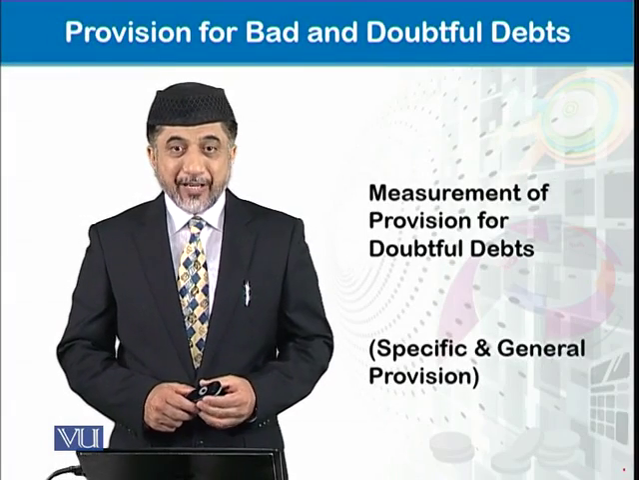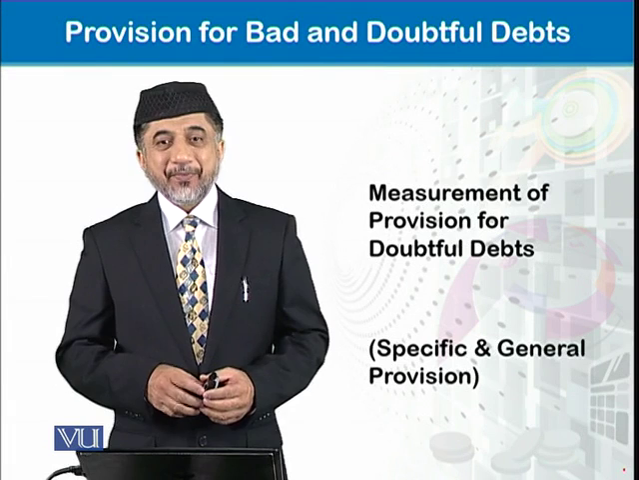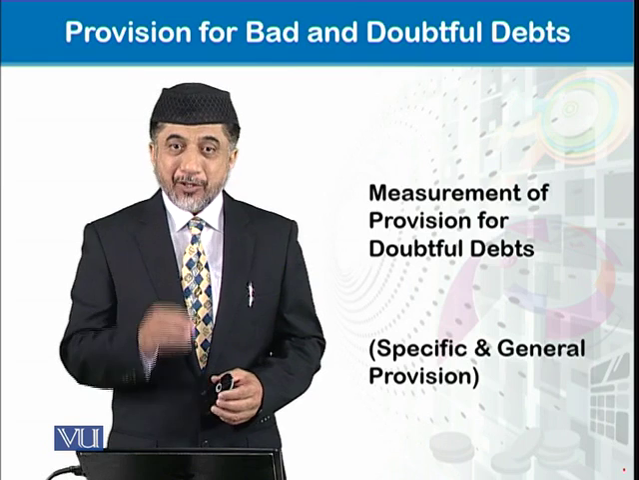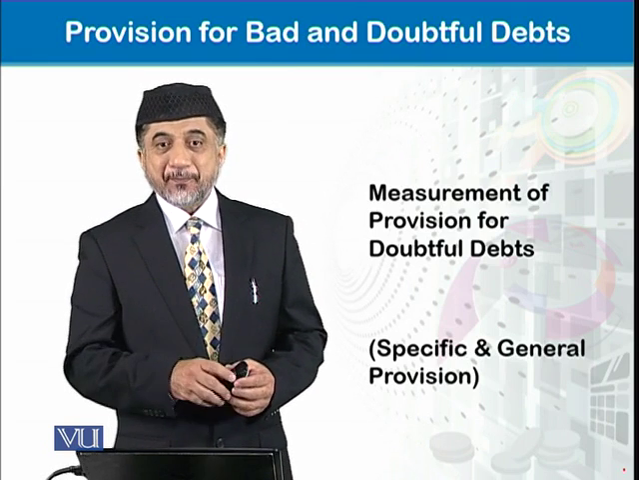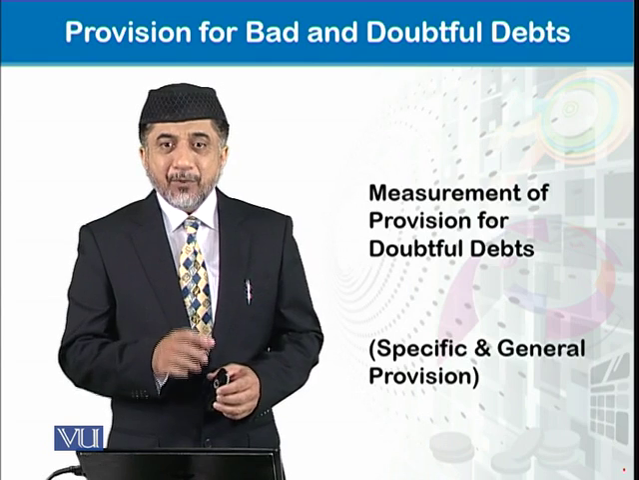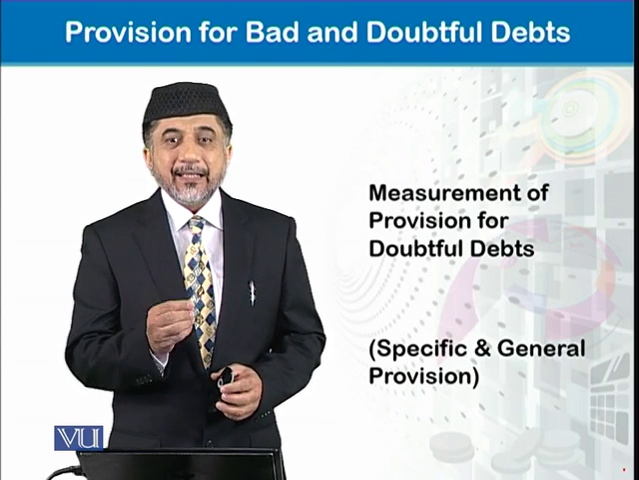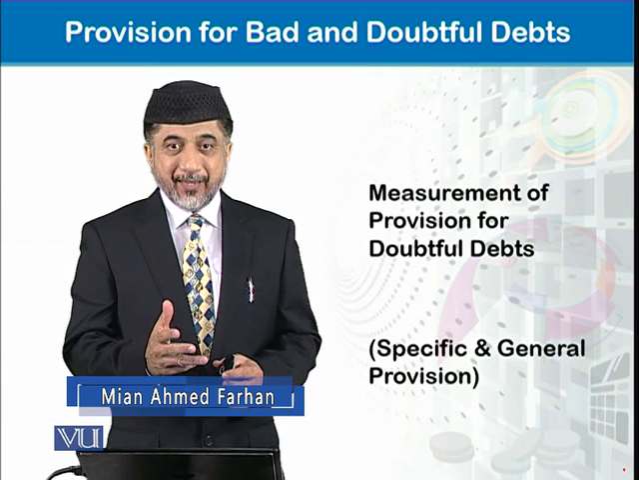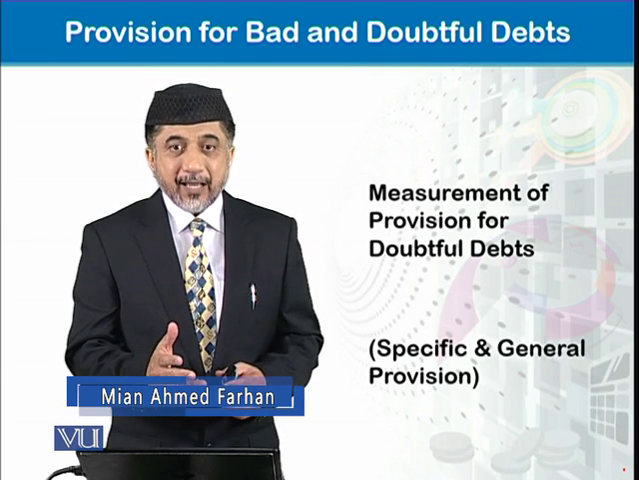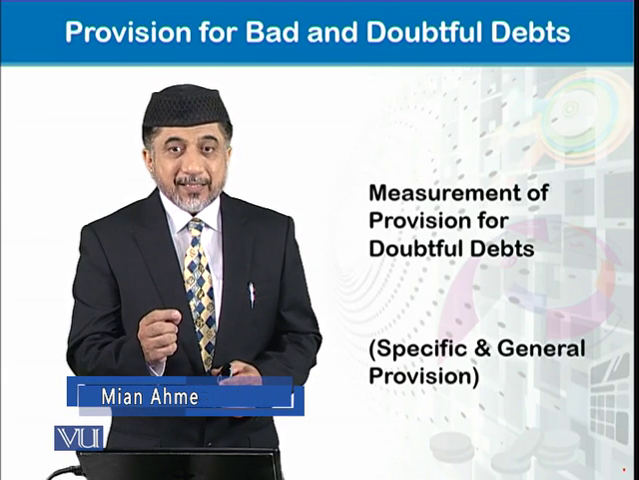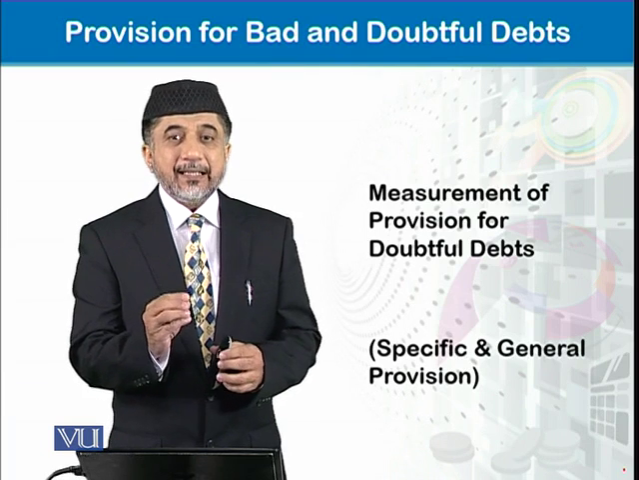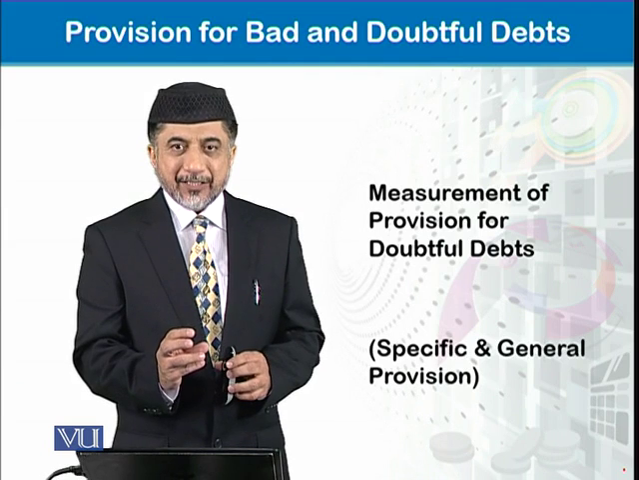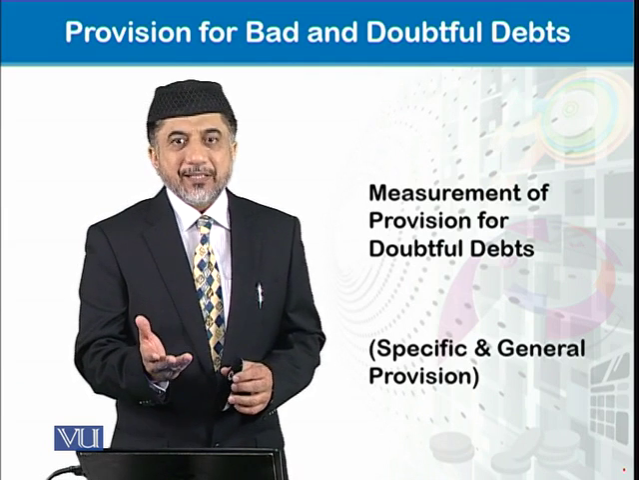Provision for bad and doubtful debts. And in this module, we will discuss the measurement basis for the provision for doubtful debts. In fact, in the earlier module, we discussed recognition for bad debts and doubtful debts. And we learned that bad debts and doubtful debts are recognized as expense, along with a reciprocal credit effect to the provision, which is contra to asset. Okay?